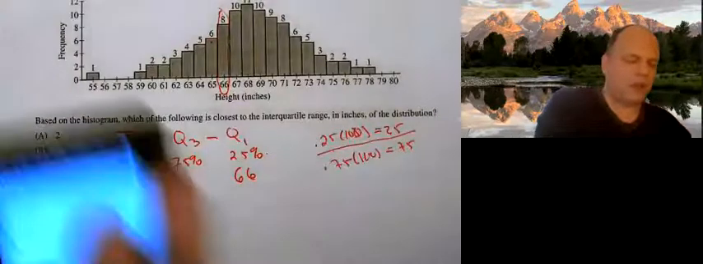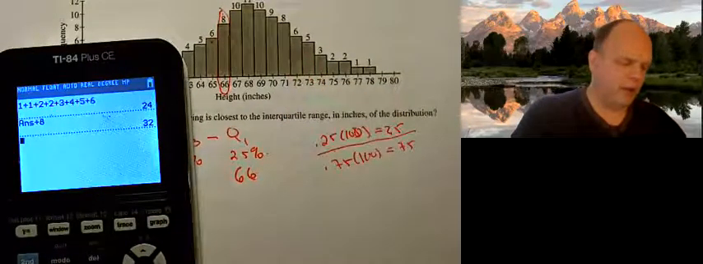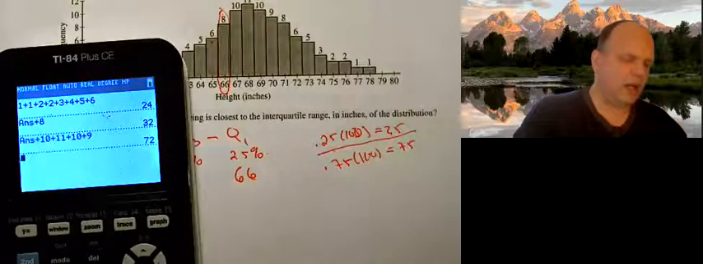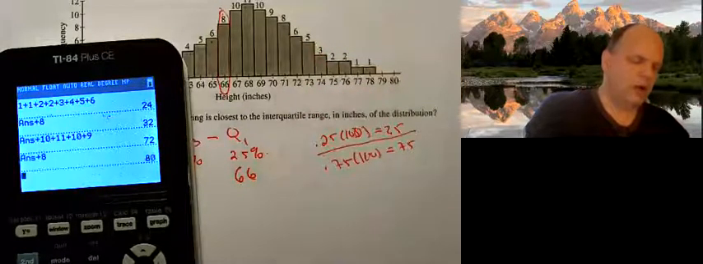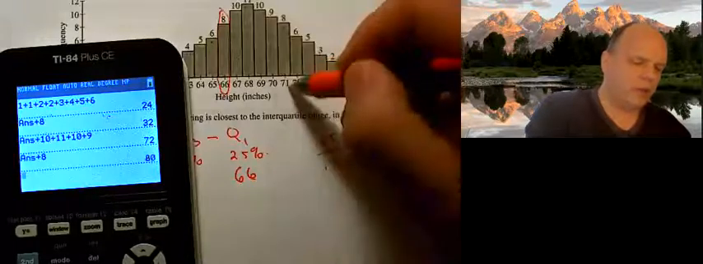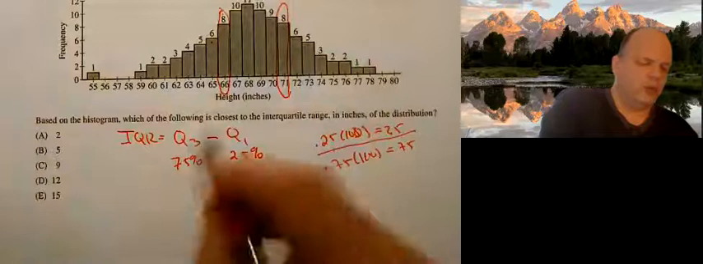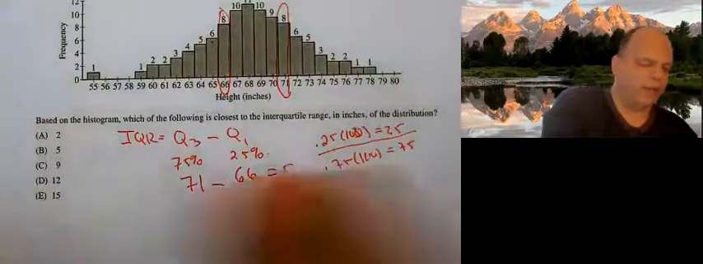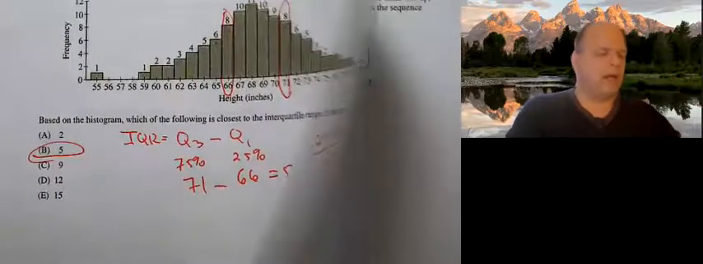Okay? Continuing on, now I need to keep going to 75. Plus 10, plus 11, plus 10, plus 9. I'm at 72. If I add 8 more, oh, we now have enough. So it's somewhere in this bin at 71. So 71 minus 66 equals 5. The answer to 24 is 5. Okay. All right, moving on.